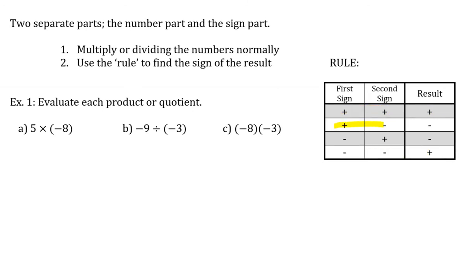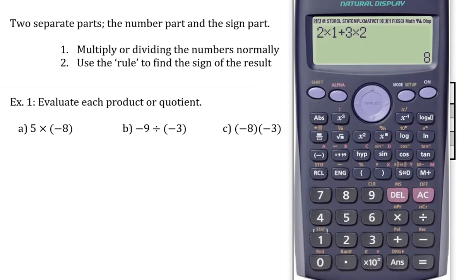And if you have positive and negative, or negative and positive, then your result will be negative. So the way I like to approach these questions is I do the question in two separate parts, as it says up here. I do the number part and the sign part. We are going to multiply or divide the normal way that we would multiply or divide, and then we will do the sign part separately.